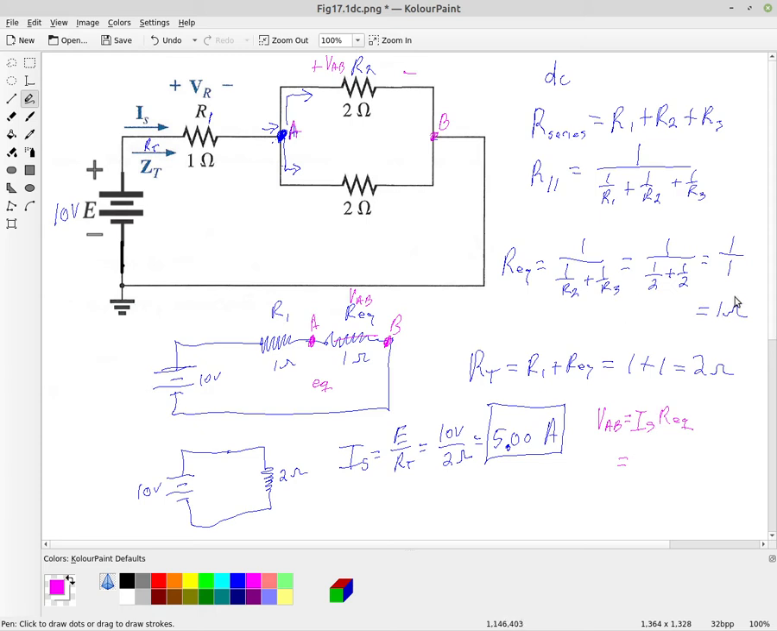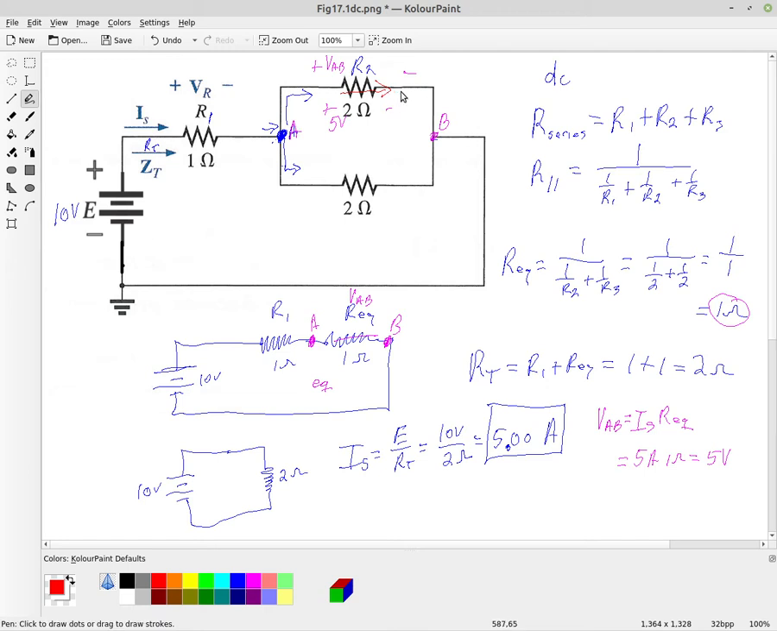And R equivalent was up here, which was at 1 ohm. So we had 5 amperes times 1 ohm, and so that, of course, gives us 5 volts. Okay, so the voltage drop here is 5 volts. And so therefore, we can use Ohm's law now to find the current through just this one resistor.